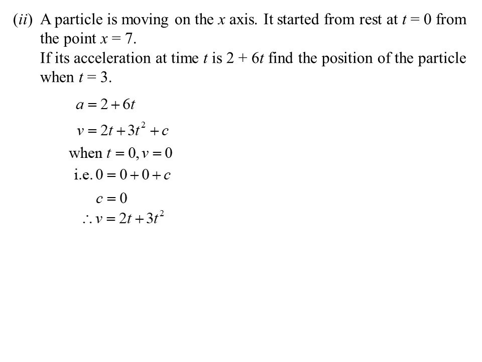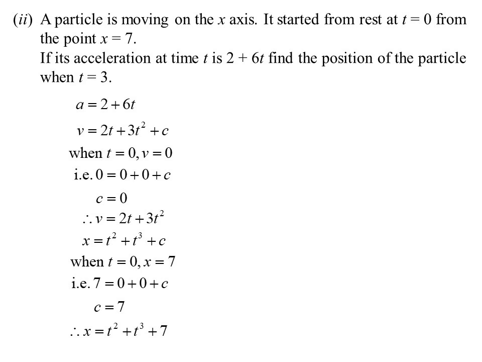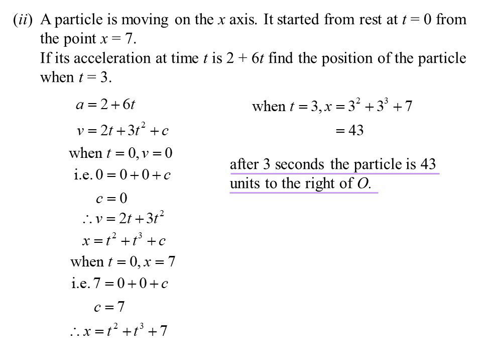But now we go and find displacement, and we're not going to be as lucky, because we didn't start at the origin. So subbing into that one, oh, x is 7 initially. So there's my equation: x equals t squared plus t cubed plus 7. We want to find when t equals 3, so now it's just a substitution question. We get 43, so I know after 3 seconds the particle is 43 units to the right of the origin. You could say in the positive direction, you could say x equals 43. There are different ways of writing that down.